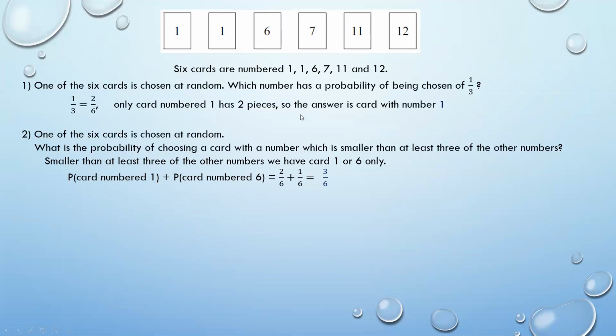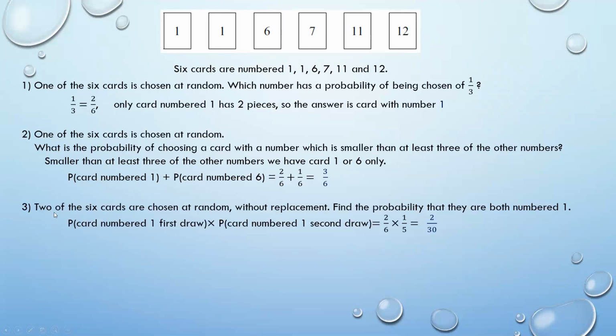So that means you only have 2 choices: either you pick 1 or 6. So you just have to find the probability of picking 1, which is 2 over 6, then plus the probability if you pick 6, so it's 1 over 6. So these 2 added together will be your total answer. Okay.